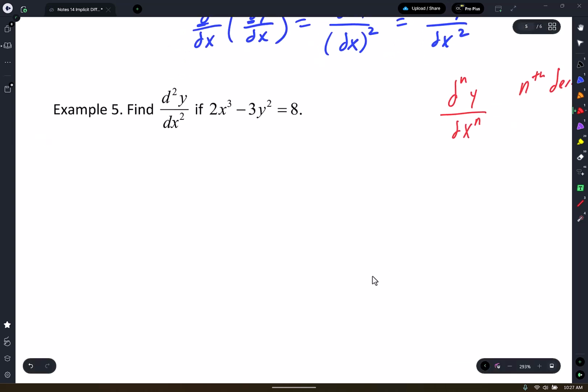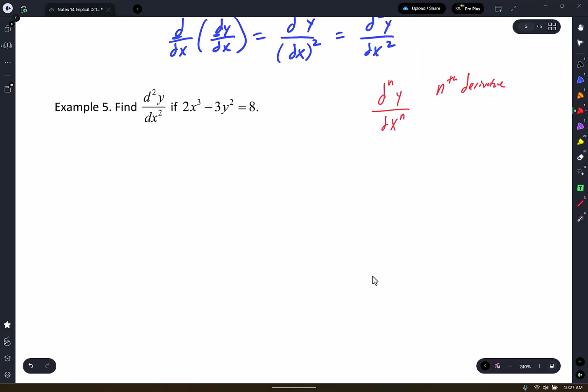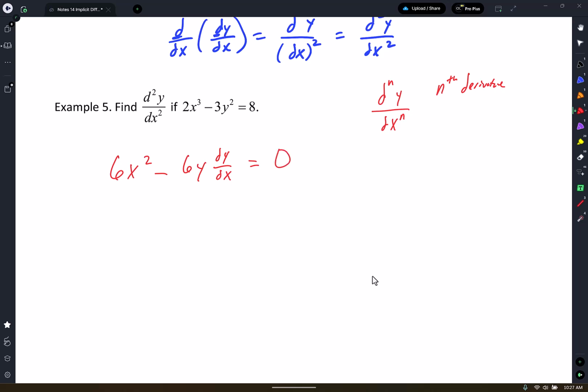Here we go. You guys ready? I'm taking the derivative with respect to what variable? X. What's the derivative of 2x cubed? 6x squared. No trouble there. And the derivative of 3y squared, with respect to x? Minus 6y dy/dx, because it's not an x, it's a y. Equals, what's the derivative of 8? 0. So now we're going to get dy/dx by itself. We're not done completely because we have to find the second derivative, but we have to isolate dy/dx.